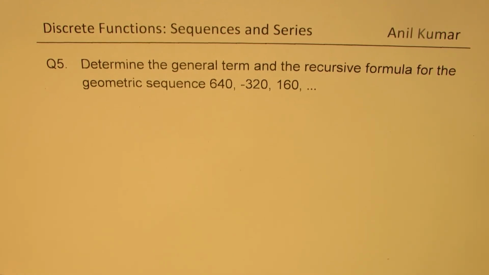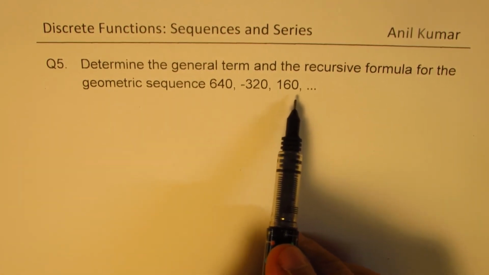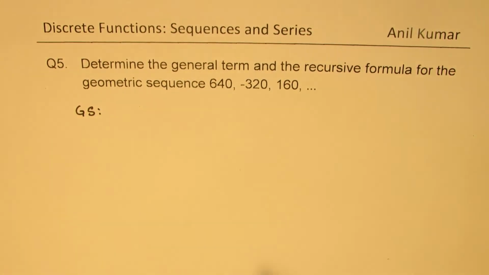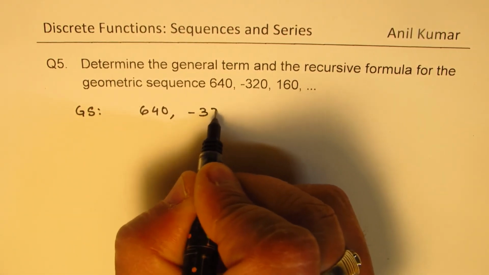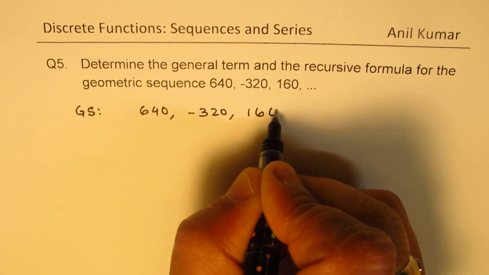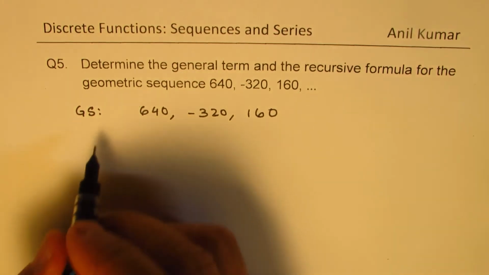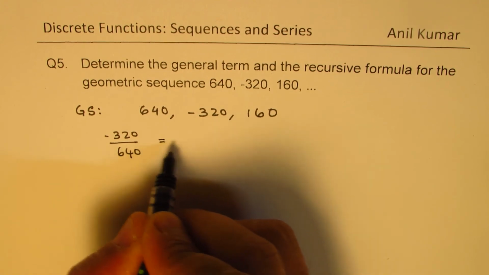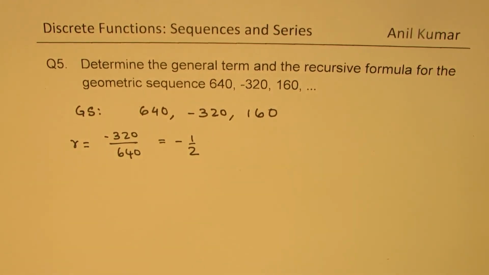Determine the general term and the recursive formula for the geometric sequence 640, minus 320, 160, plus and so on. So this is a geometric sequence, right? So that means we have a scale factor. We are given 640, minus 320, plus 160. That means the value of r, which is the ratio of the next term, minus 320 over 640, is basically minus half, correct? So this is the value of r, right?